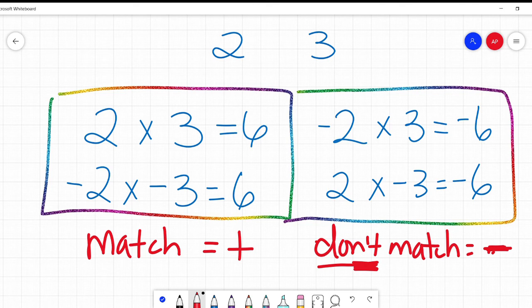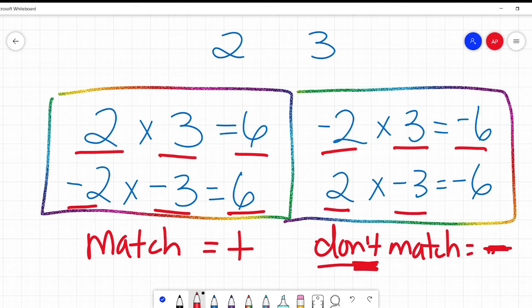So here I have matching signs of positive 2 and positive 3. They match. My result is positive. Here I have negative 2 and negative 3. They match. My result is positive. On the other side, negative 2 and positive 3. They don't match. Result is negative. Positive 2 and negative 3. They don't match. Result is negative. That I think is probably the easiest way to remember these.